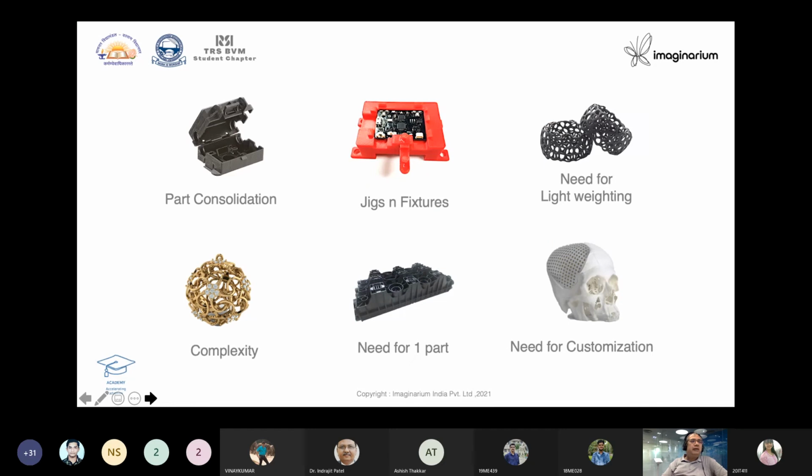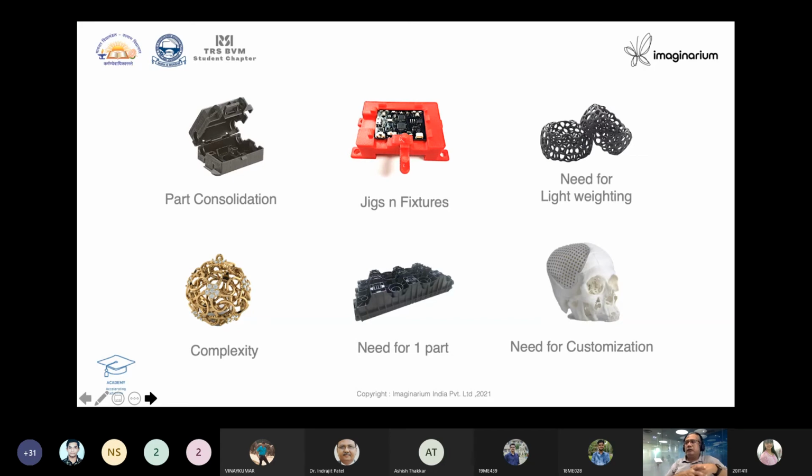And today, 3D printing is largely used for six major merits of this technology. One is part consolidation. That means I can combine 10 parts into one, 30 parts into one, 300 parts into one. That is the part consolidation concept. Then we can quickly make jigs and fixtures, a holding thing for accuracy, within a matter of 10 minutes, 20 minutes, an hour.